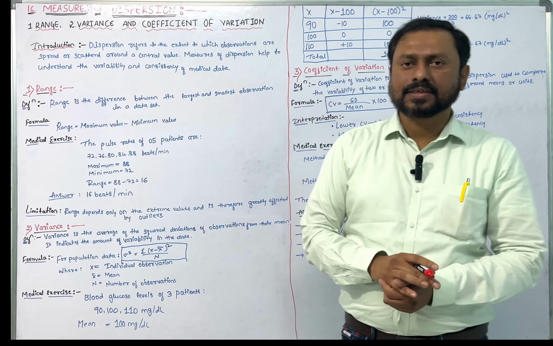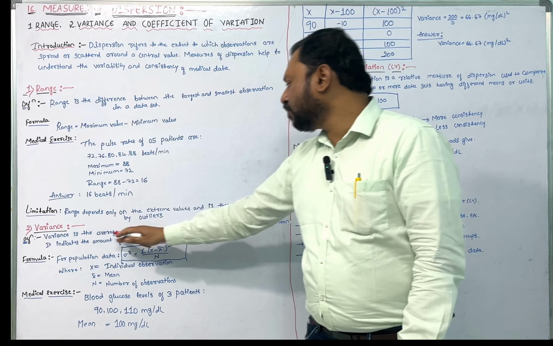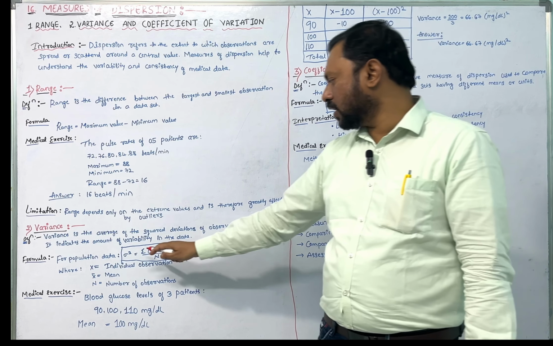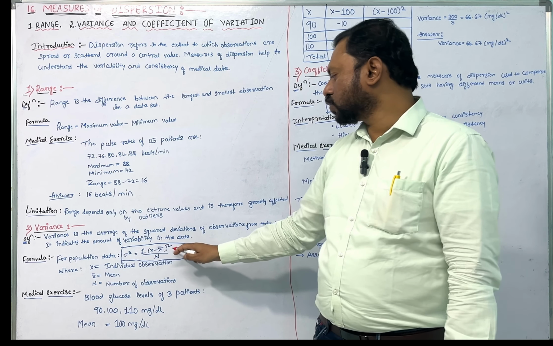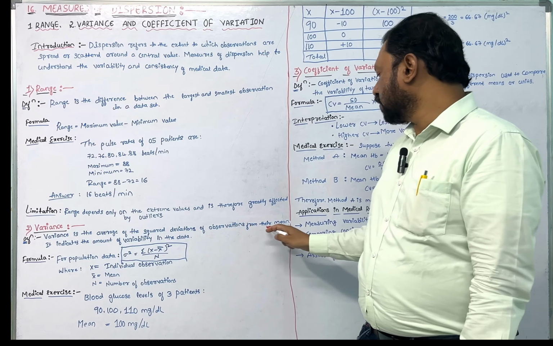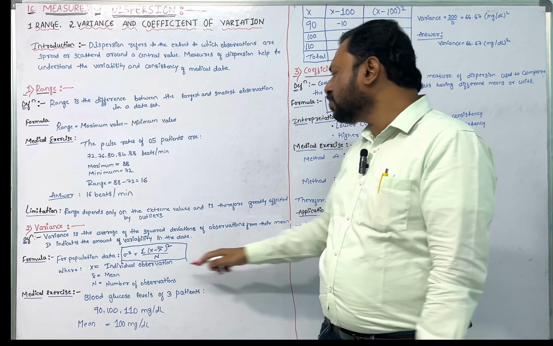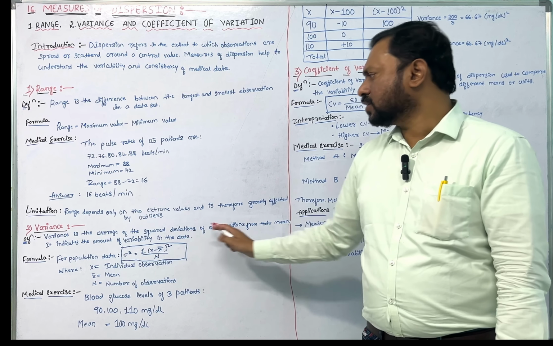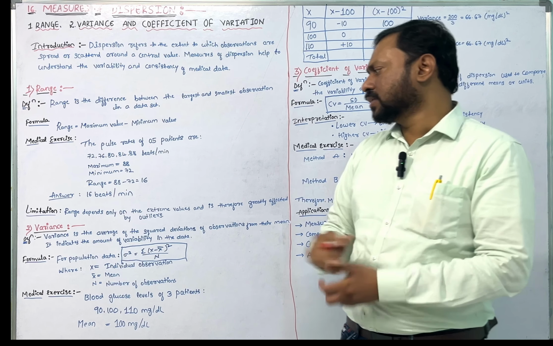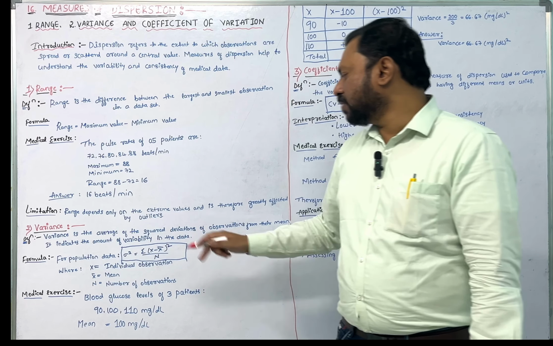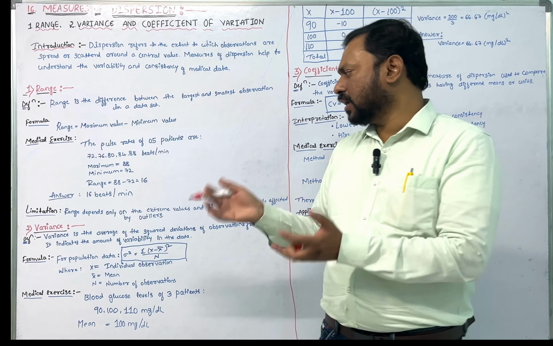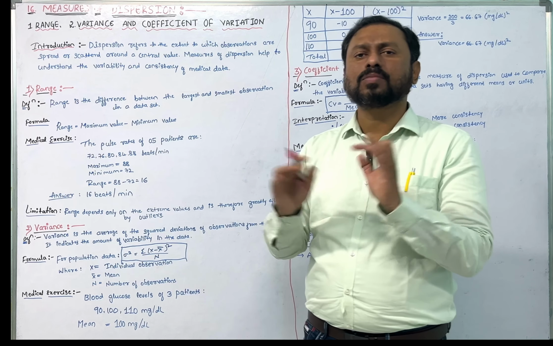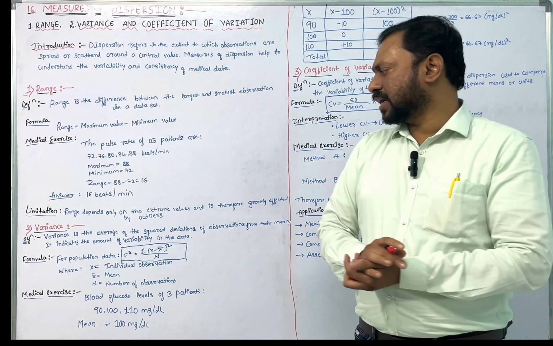Now the second topic is the variance. What is variance? Variance is the average of the squared deviations of observations from their mean. From their mean, the average of the squared deviations is called the variance. It indicates the amount of variability in the data.